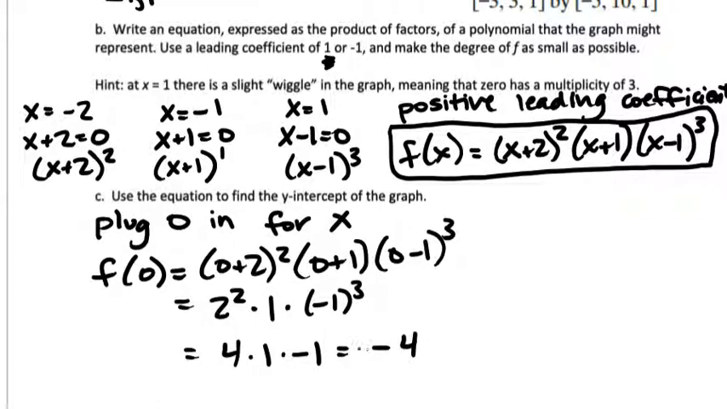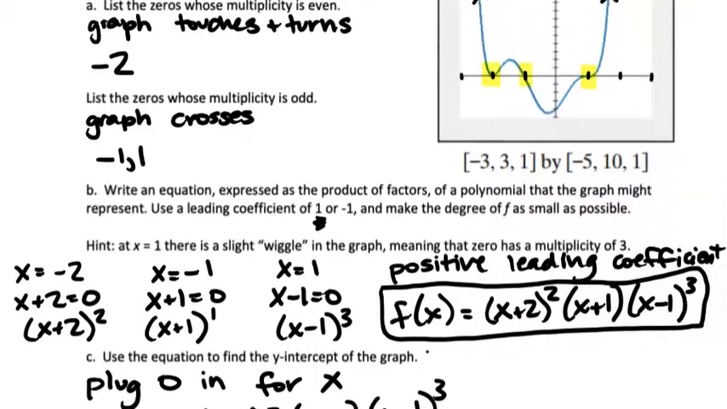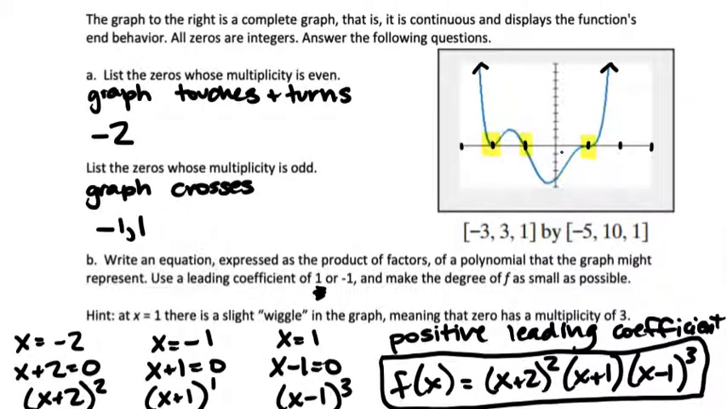So that's my y-intercept. Now if I look at my graph, does that make sense? Well, looking at the graph, it does look like the y-intercept is probably -4 because this is scaling by ones and it looks like it's crossing at -4.